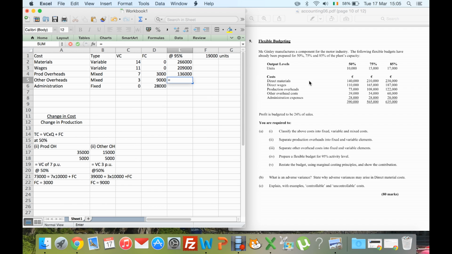We'll do the same here, 19,000 times 3 per unit, and then plus 9,000. And then the fixed one, well, that doesn't change. So you add that together and you get, okay, so that's total cost.